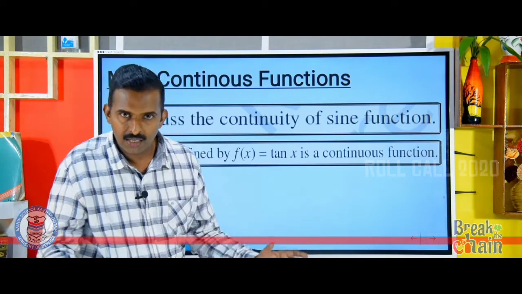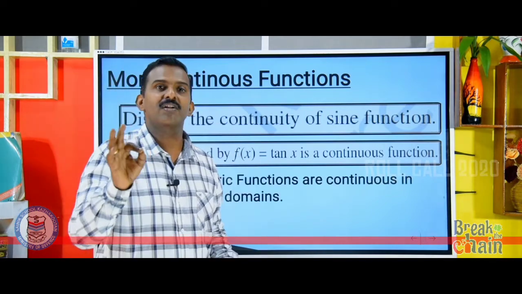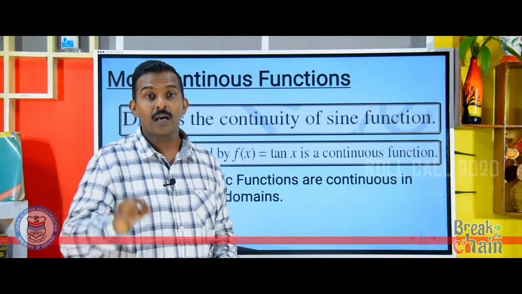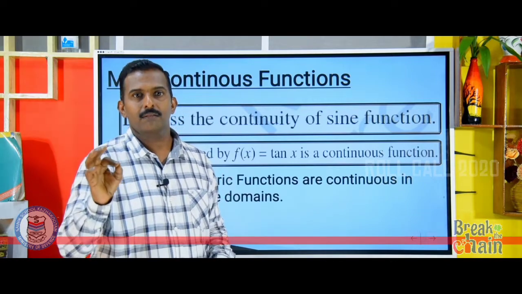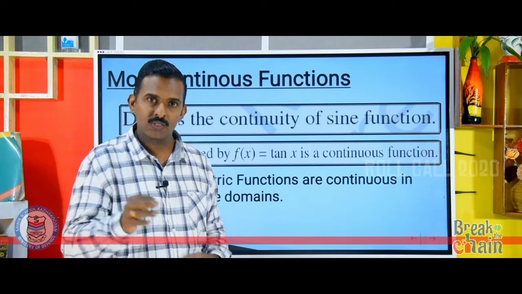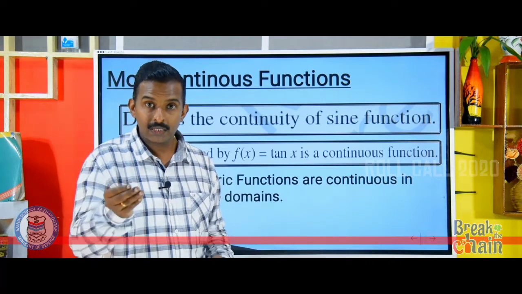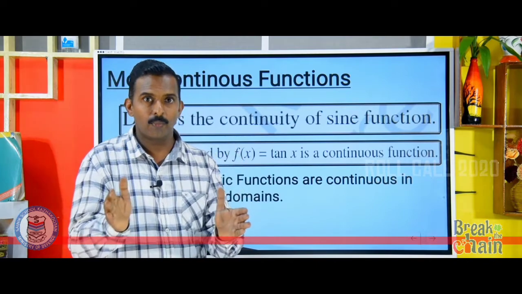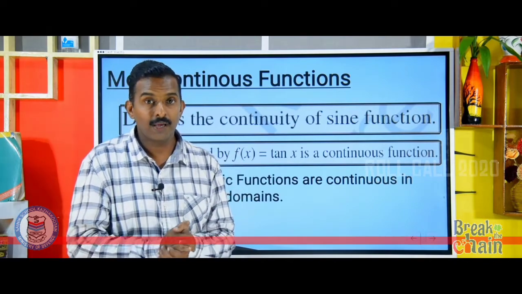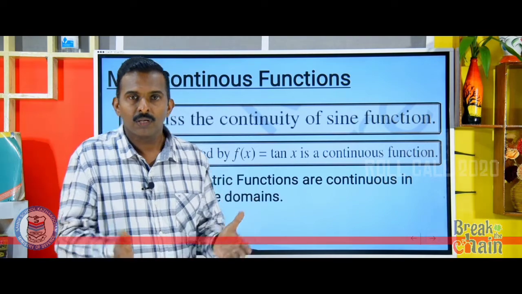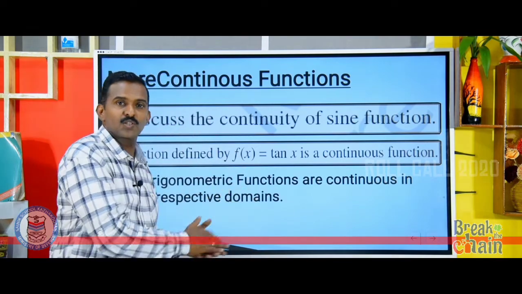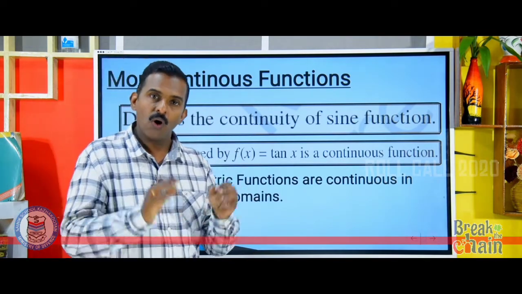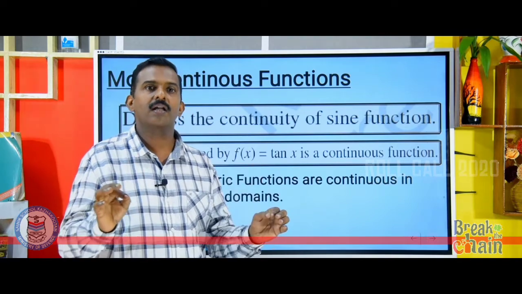On a broad view, every trigonometric function is a continuous function, continuous in its domain. Sine, cos, everywhere continuous, but tan, cot, sec, cosec, continuous in its domain. Surely in the domain certain points are to be removed. Therefore another class of continuous functions, trigonometric functions. All trigonometric functions are continuous.